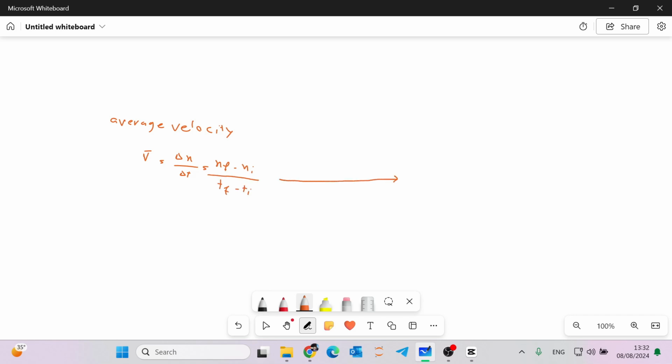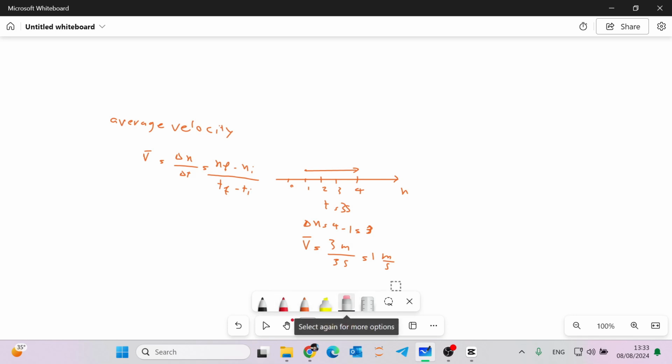If I want to show it on a diagram, it would be something like this. 0 point, again 1, 2, 3, 4, and for example from 1 you're going to 4, and it takes 3 seconds. So your displacement is 4 minus 1, which is 3, and your time is also 3 seconds. So your average velocity would be 3 meter over 3 seconds, which equals 1 meter per second. This meter per second is the dimension of velocity.